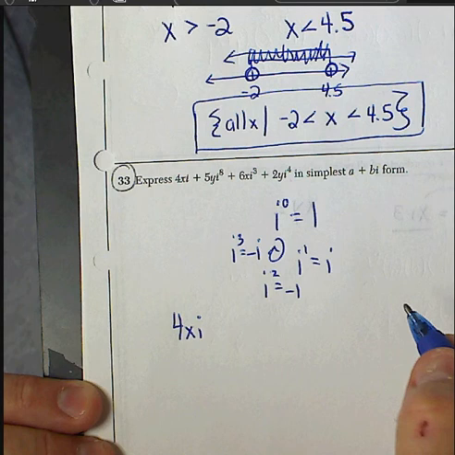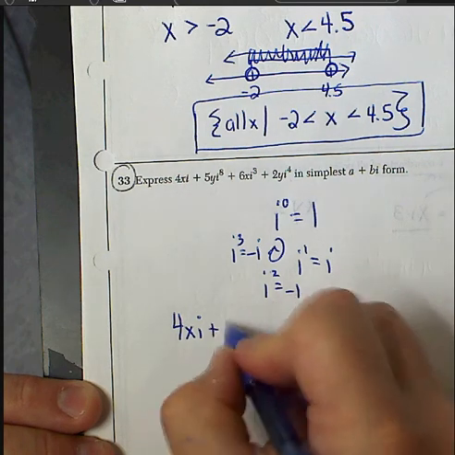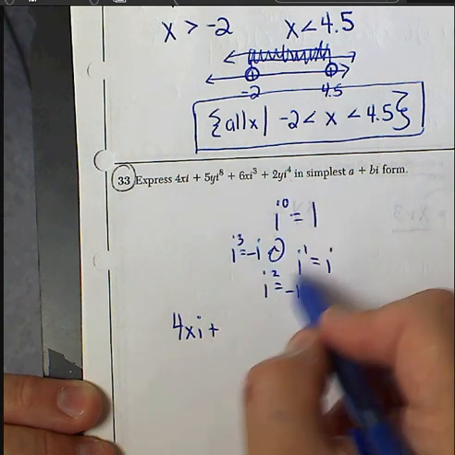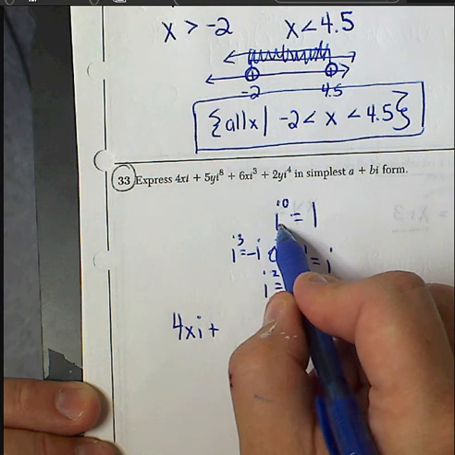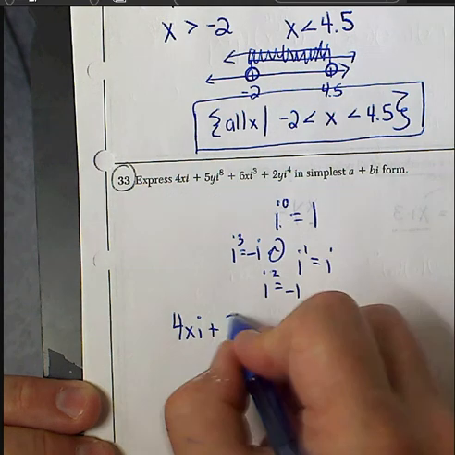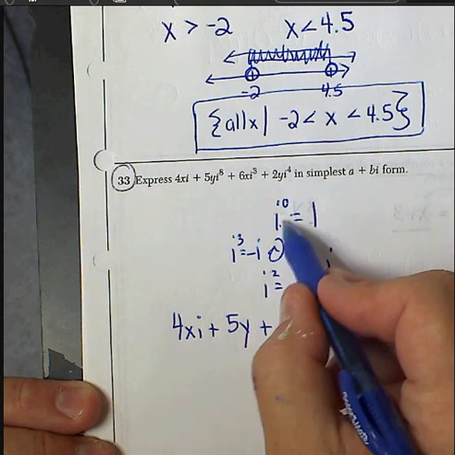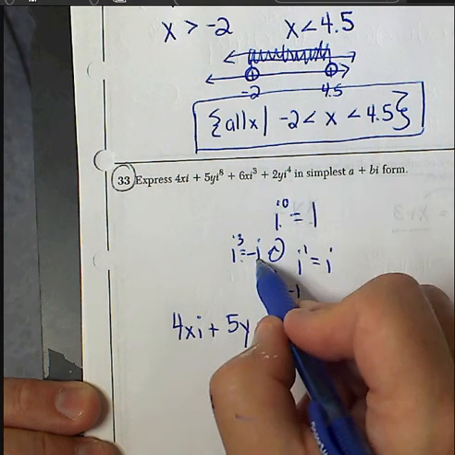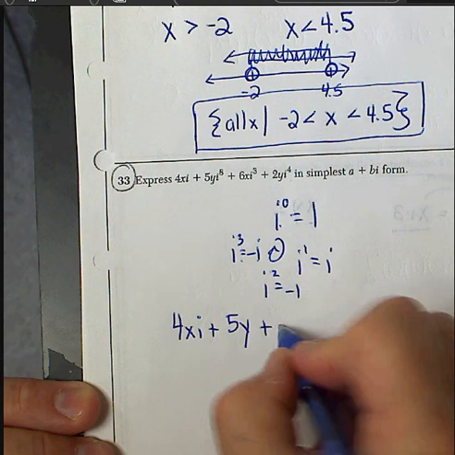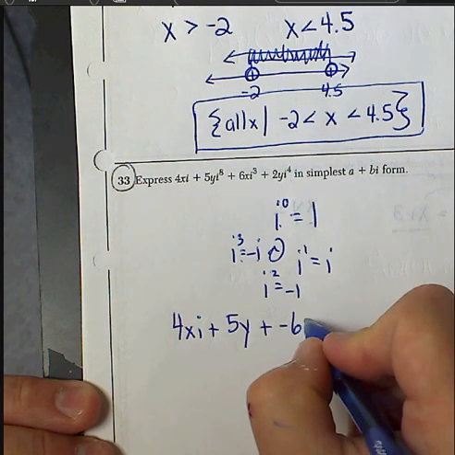Not too much I can do with that. Plus 5y i to the 8th. Well, i to the 8th is really i to the 0, which is 1. So this is just 5y. Plus 6x i cubed. i cubed is a negative i. That makes this whole thing minus 6xi.